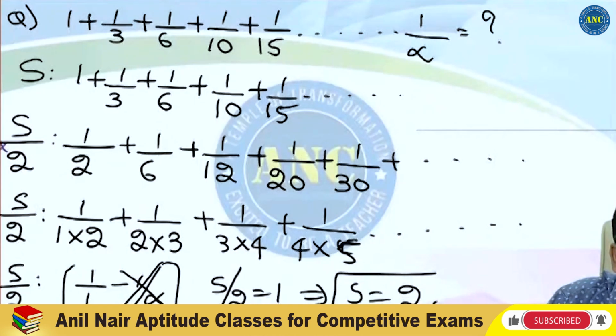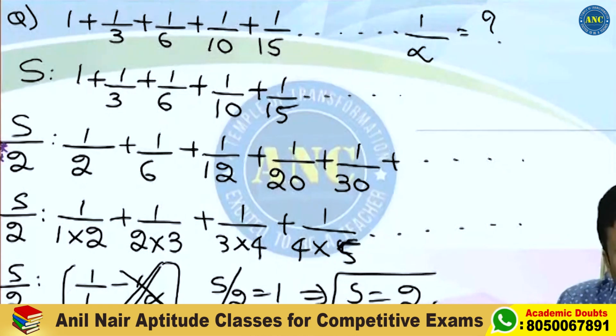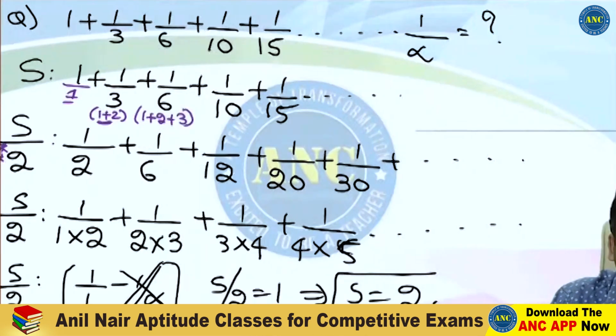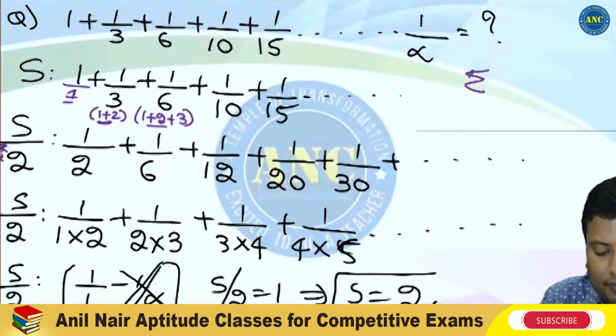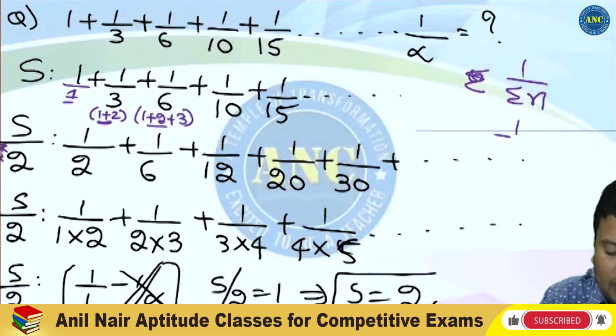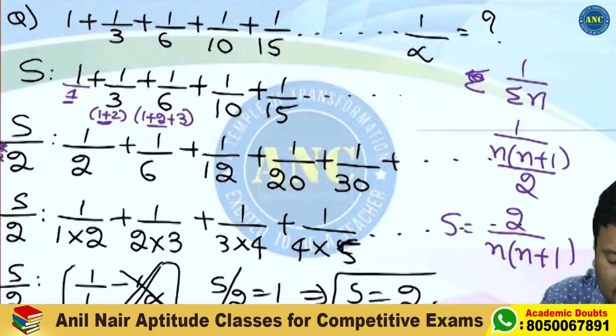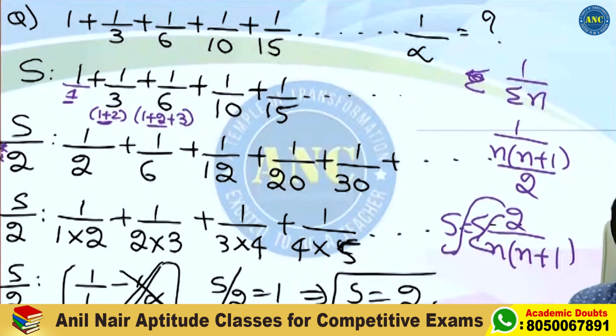Sir, how did you get the idea of dividing by 2? What if we do not get the idea? There is a reason why I divided by 2. 3 can be written as 1 plus 2. 6 can be written as 1 plus 2 plus 3. Second term, it is summation 2. Third term, it is summation 3. Nth term is 1 by summation n. Summation n is n into n plus 1 by 2. The 2 will go above: 2 by n into n plus 1. This is the summation of S. If the 2 comes to this side, it will become S by 2. I hope the idea is clear.